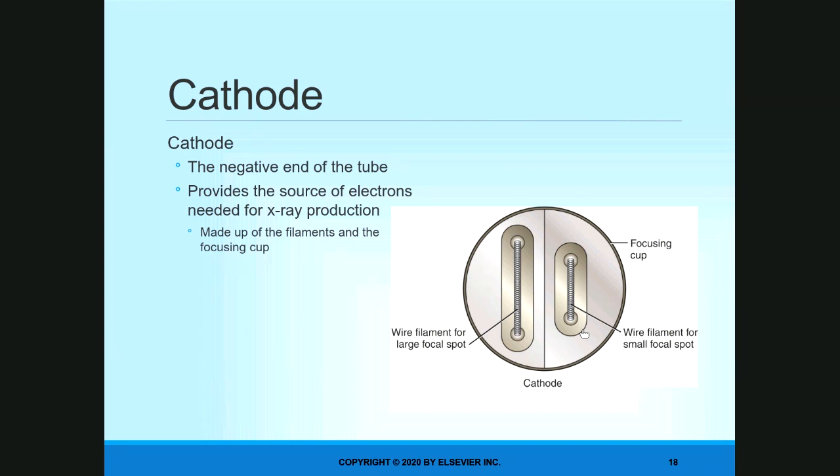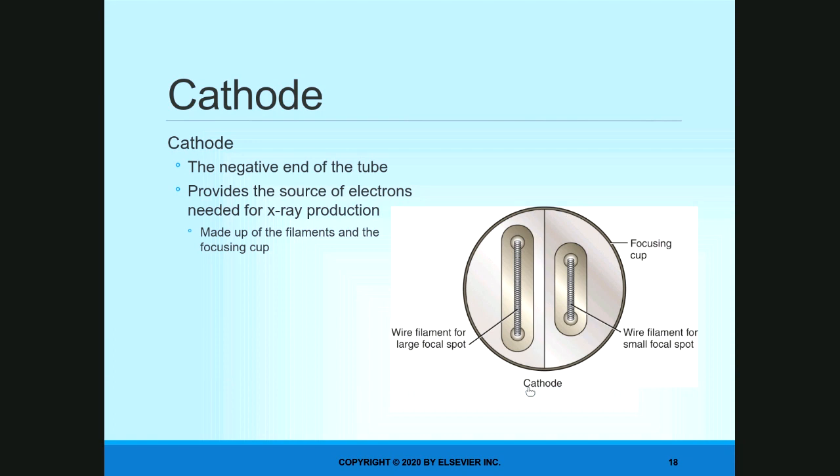The cathode also has other components around it. Not only the filaments, but the focusing cup that surrounds them. The purpose of the focusing cup is to focus the electrons towards the anode. So the cathode side is made up of filaments and the focusing cup, and it's connected electrically to two different parts of the X-ray circuit.